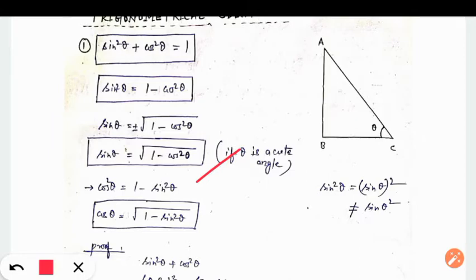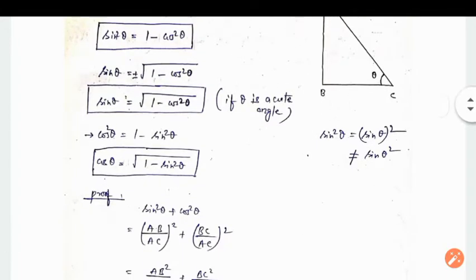Similarly, if I want to express cos theta in terms of sine theta, what we need to do is keep cos square theta in LHS, and sine square theta will go to RHS and become 1 minus sine square theta. So if in a question we find 1 minus sine square theta, in place of it we can write cos square theta directly. And what is cos theta then? Root over 1 minus sine square theta. As I already told you, I am going to neglect plus minus and only consider plus, as I am considering theta to be an acute angle. Now the proof of this result.